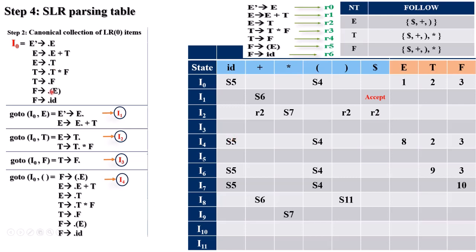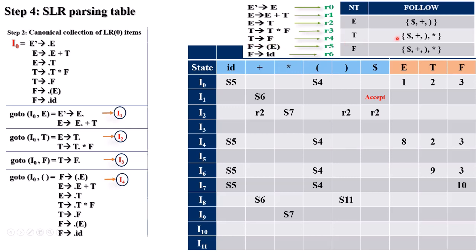Okay, now where there is a dot on the last on the right hand side here, we have to put reduce R1, R2, R3 in state, in which state? In I3. But which reduction number? T tends to F. T tends to F is R4 reduction number. From where we have to put this R4? In the follow of T.